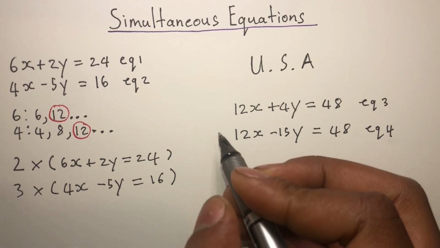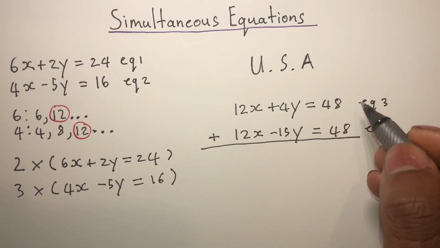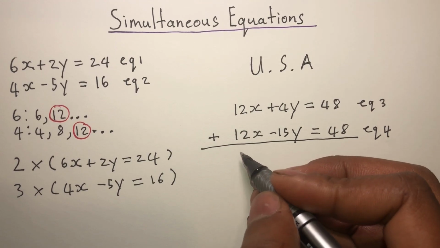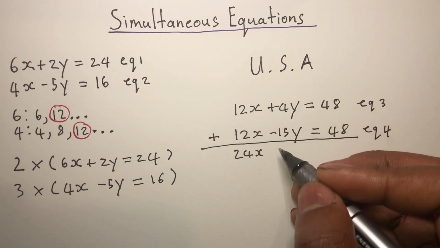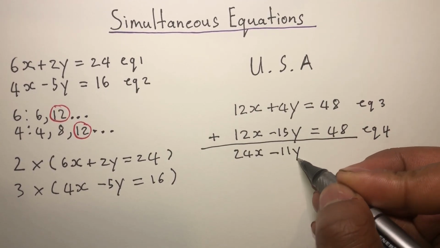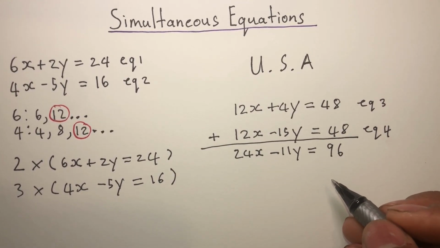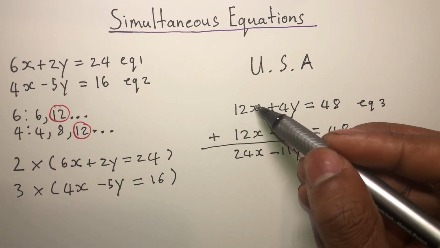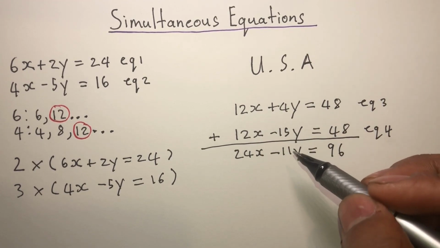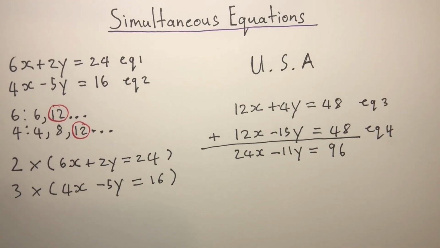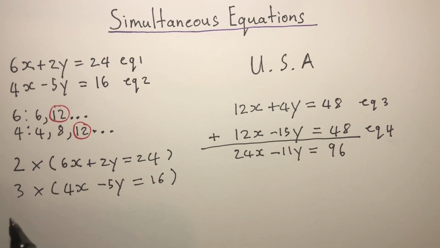However, let's look at this. If we add equation 3 and equation 4, this is what we'll get: 24x, negative 11y equals 96. So notice we didn't get our x terms to cancel out or to be eliminated. Therefore, this is incorrect.